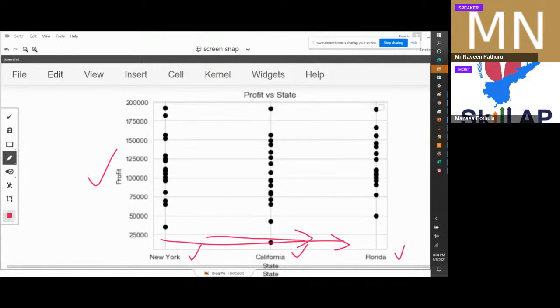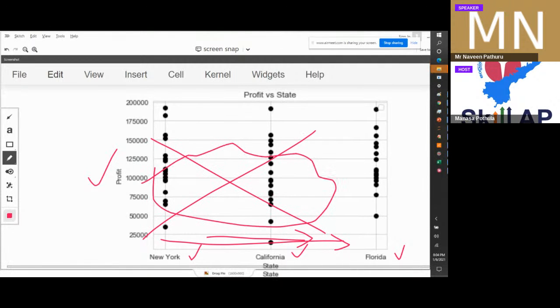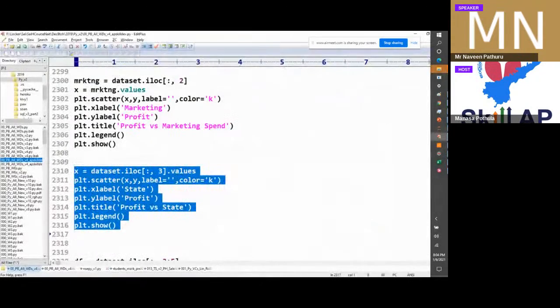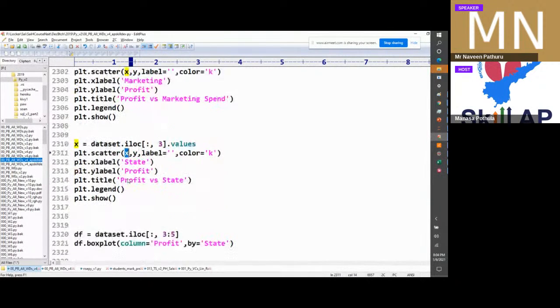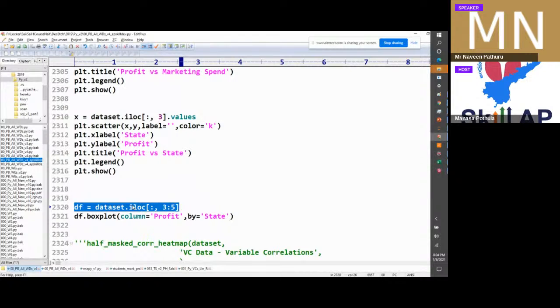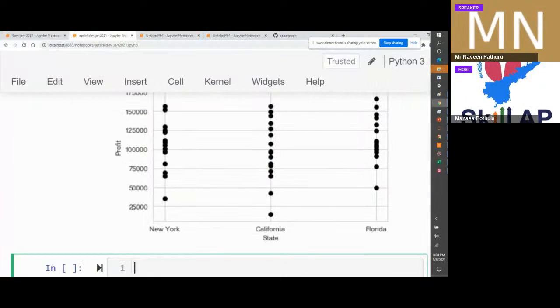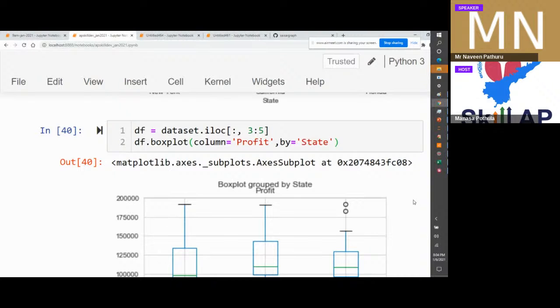So what is this? We cannot definitely say this is positive or neutral, or scattered. It doesn't really give you a very good picture. This is not the right plot to do when you have textual data. We use a scatter plot when both the x-axis and y-axis are numerical values. When one of them is textual data, what do you use? You use a box plot. So there is the data frame, which gets all the rows, the state and the profit column, and you say box plot. Yeah, there is a box plot.